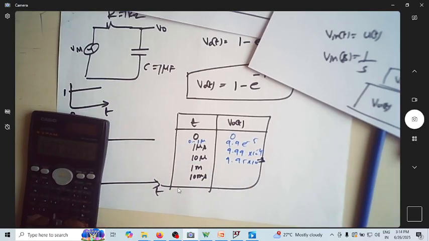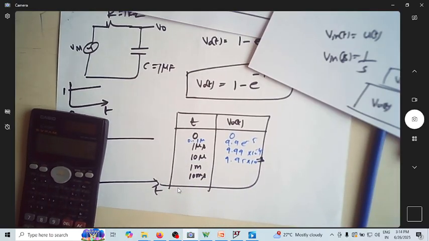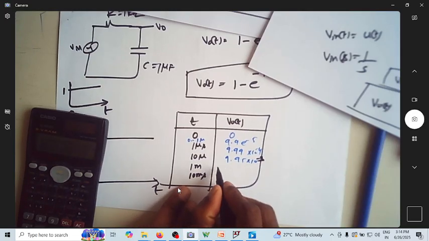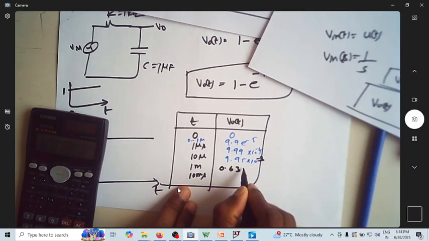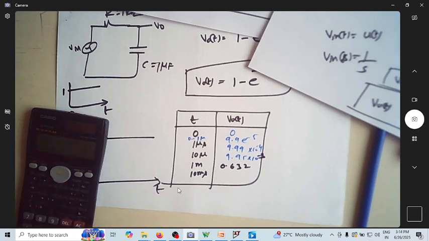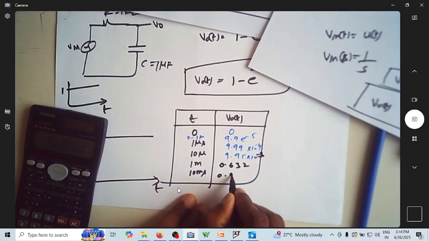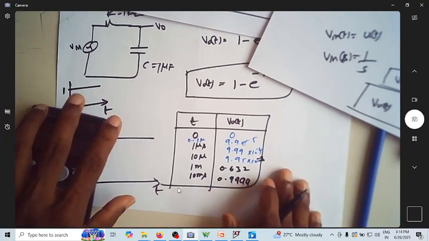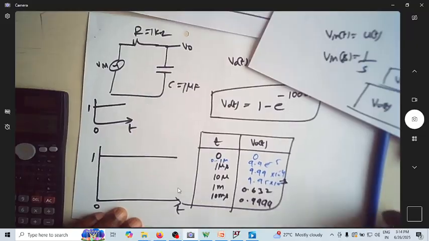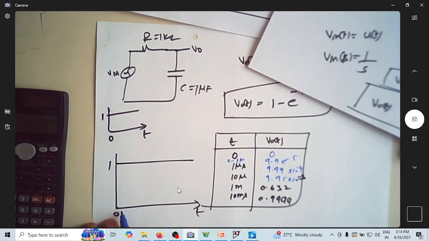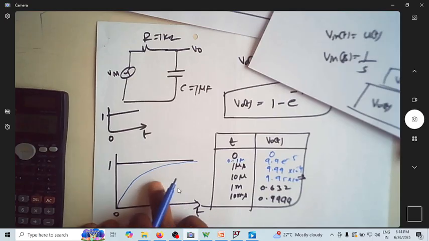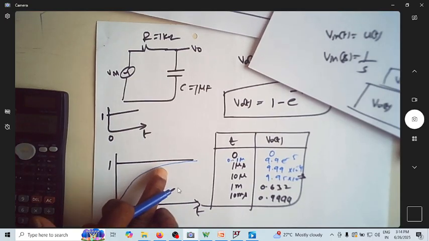It's increasing. Calculate at 1 millisecond. At 1 millisecond, it is 0.632. Calculate at 10 millisecond. At 10 millisecond, it is 0.9999. So these are the values of your output voltage as time increases beyond 0. You can see it's actually going like this. So your output voltage is exponentially increasing.